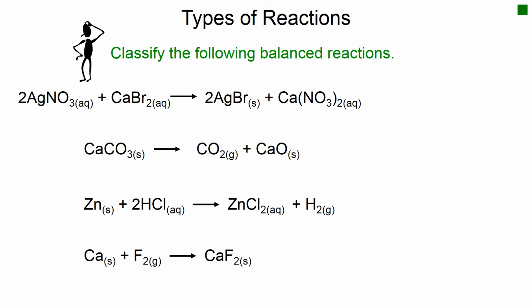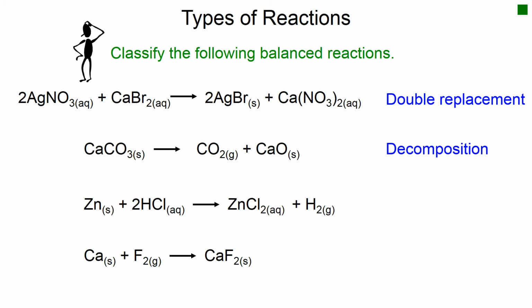Okay, so let's just look at these and try to classify them. I'll give you a second to pause and then come back. Think about it now. So you may have recognized the first one as a switching partners type reaction. Silver now is combined with the bromine, and the calcium is now combined with the nitrate. So yes, that's a double replacement reaction. And the second one, 1 reactant, 2 products, has got to be a decomposition.